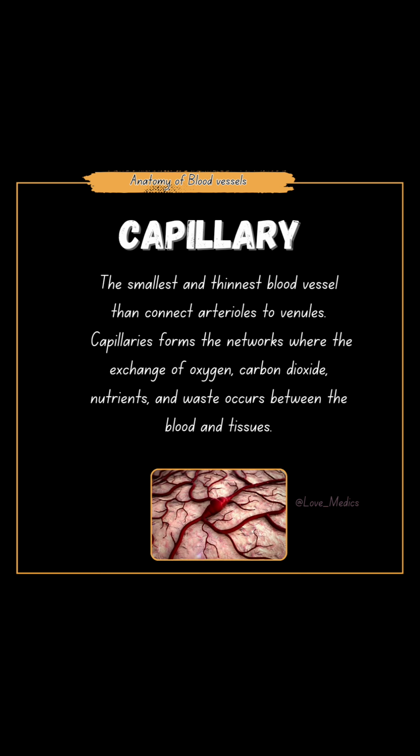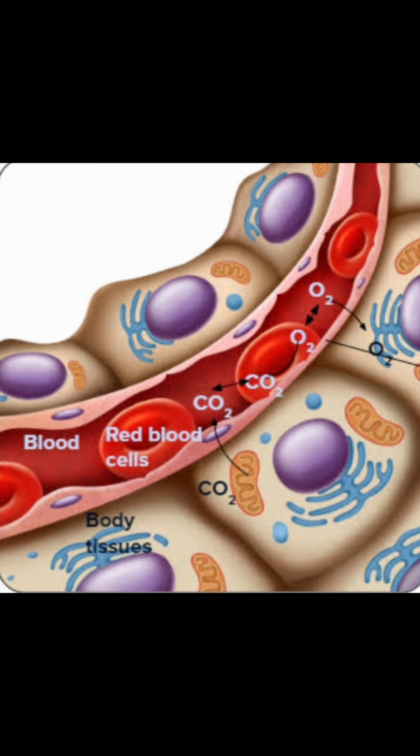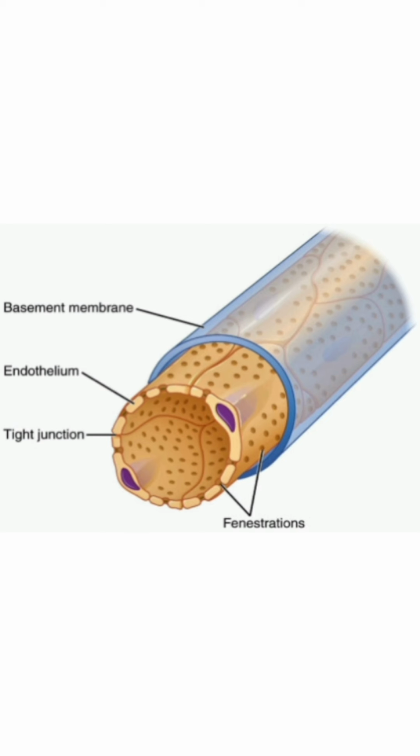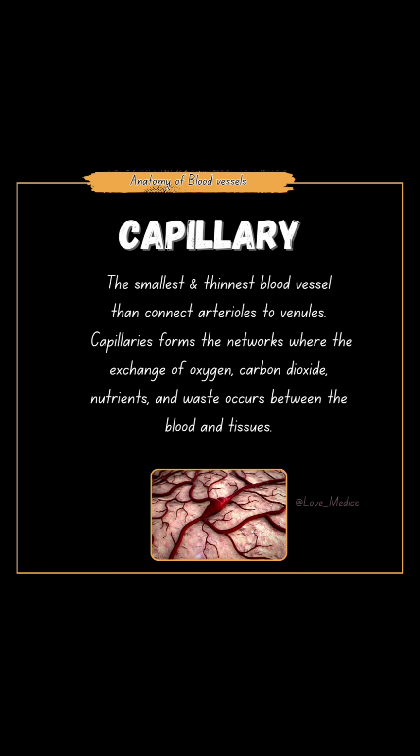Next, capillary, the smallest and thinnest blood vessel that connects arterioles to the venule. The capillary forms the network where the exchange of oxygen, carbon dioxide, nutrients, and waste occurs between the blood and the tissue. So the oxygen exchange, nutrient exchange, and waste products exchange take place in the capillary. For that, the capillary is the smallest and thinnest blood vessel.